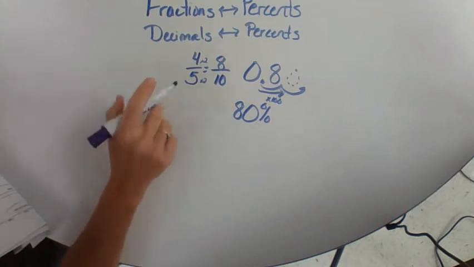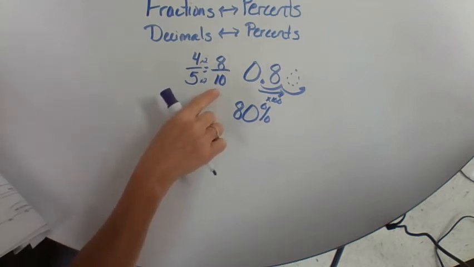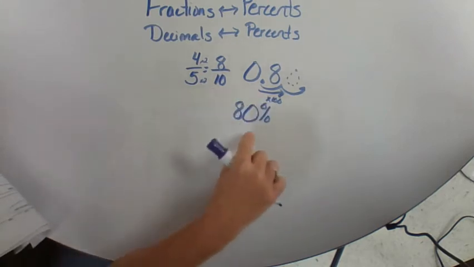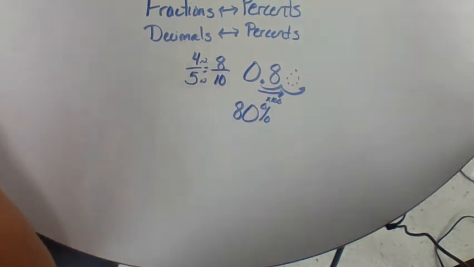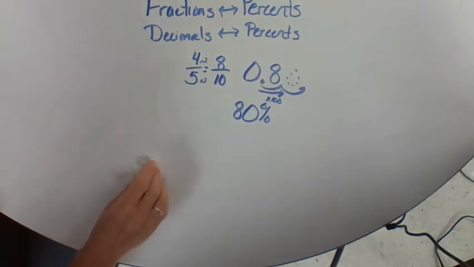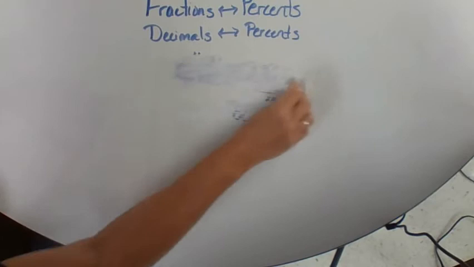Once again, we're going from a fraction. We have to convert it to a decimal, make that decimal into a percent. And we make sure we add the percent symbol so we know that this is 80%. Okay, so what if we just have a regular decimal?